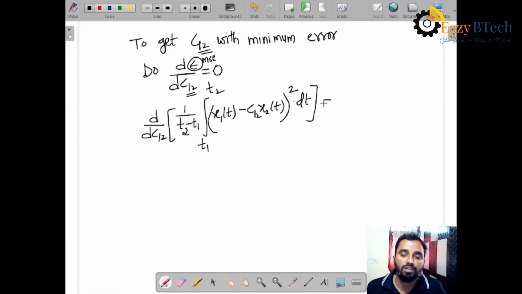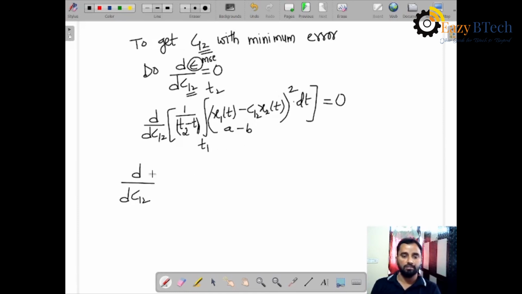Then the total is equated to 0. So here 1 by t2 minus t1, if you send it to the right side, 0 into t2 minus t1. So t2 minus t1 into 0 becomes 0. Next, before going to differentiation, in the bracket we have a minus b whole square. So I am going to expand that.